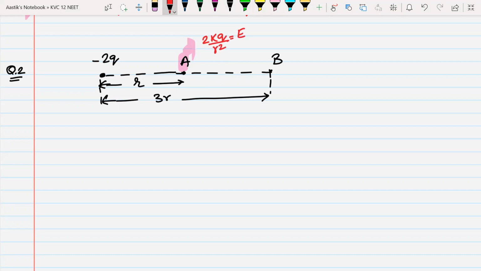And what is the direction? Towards where? Towards the point charge. Do we understand this? Yes, sir. Can you give me the answer for electric field at point B? 2 kq by 3r whole square, remember. This is the value of electric field at point B. And what will be the direction?